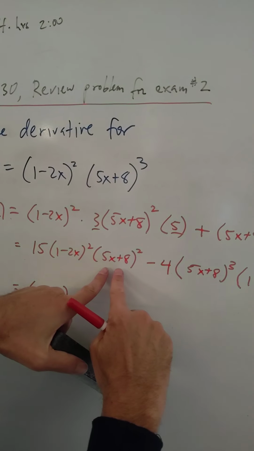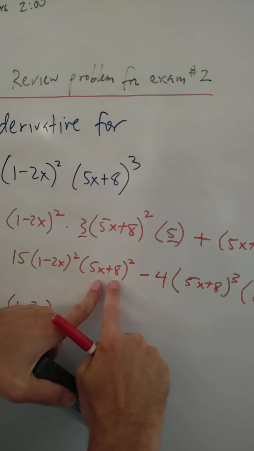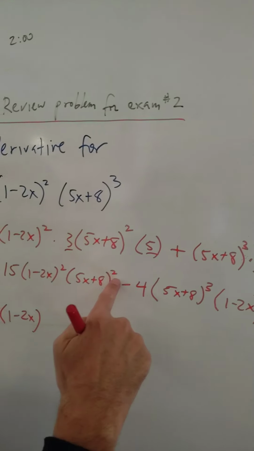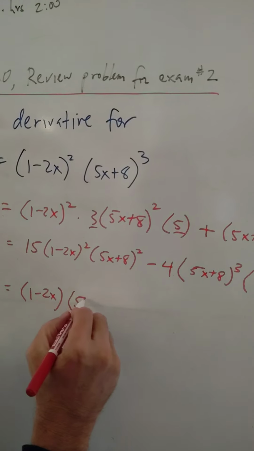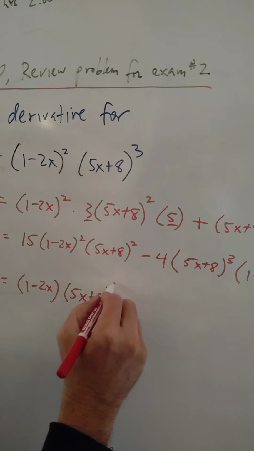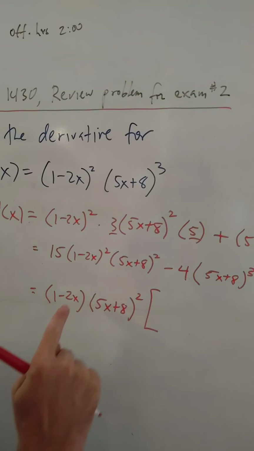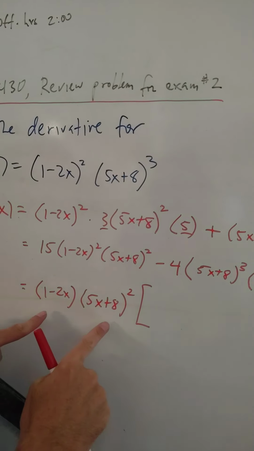Okay, and then I got a factor of 5x plus 8, which appears twice, and in the other term, it appears 3 times. So pull out the lower number of times, the lower exponent. So I'm pulling out the GCF from these 2 terms. It's not a bad idea to do this.